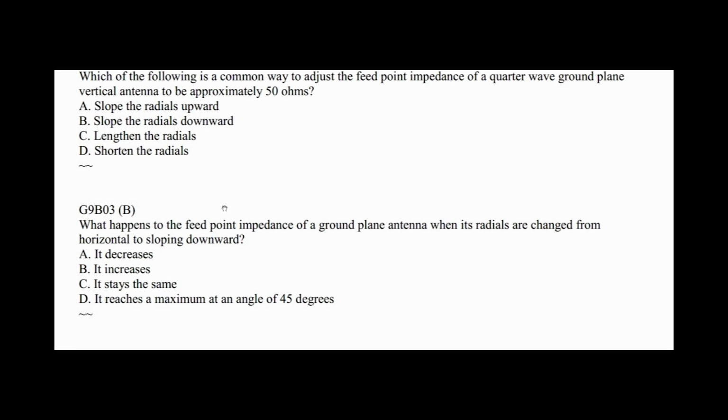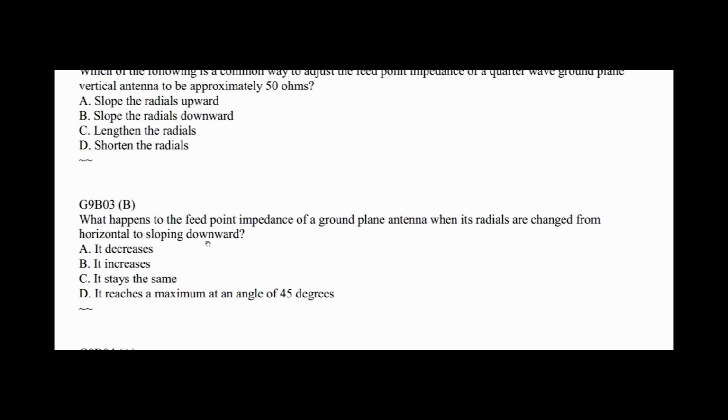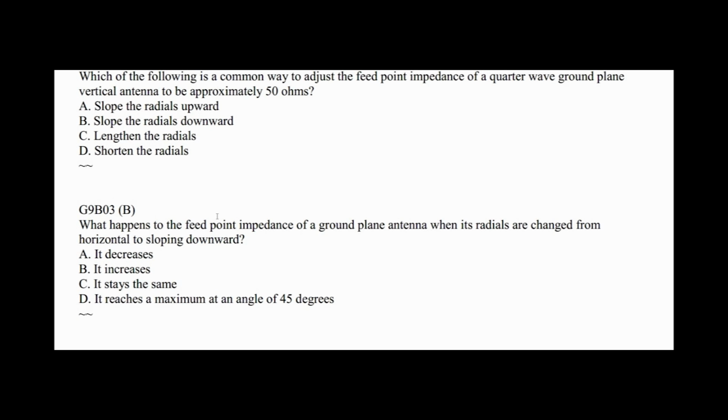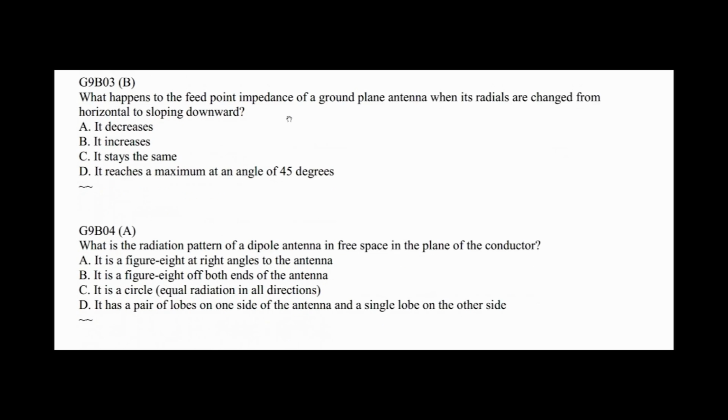G9B03. What happens to the feed point impedance of a ground plane antenna when its radials are changed from horizontal to sloping downward? The impedance increases. Unless you've done this, the impedance increases.